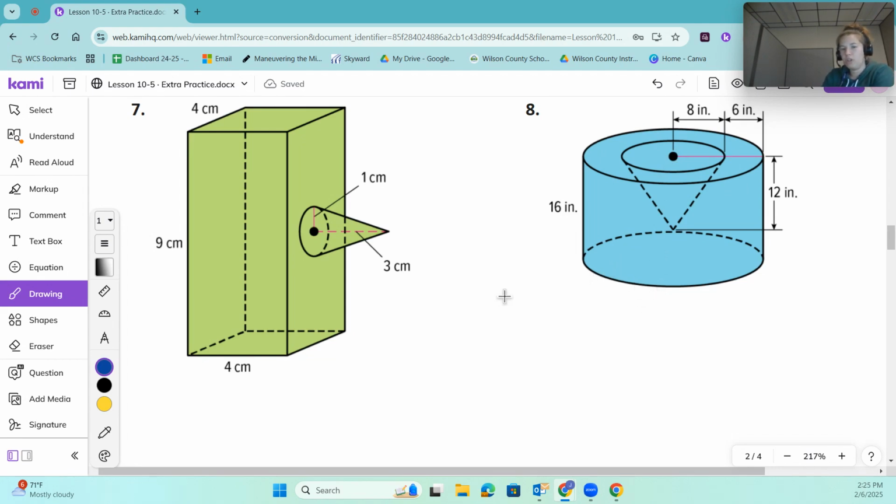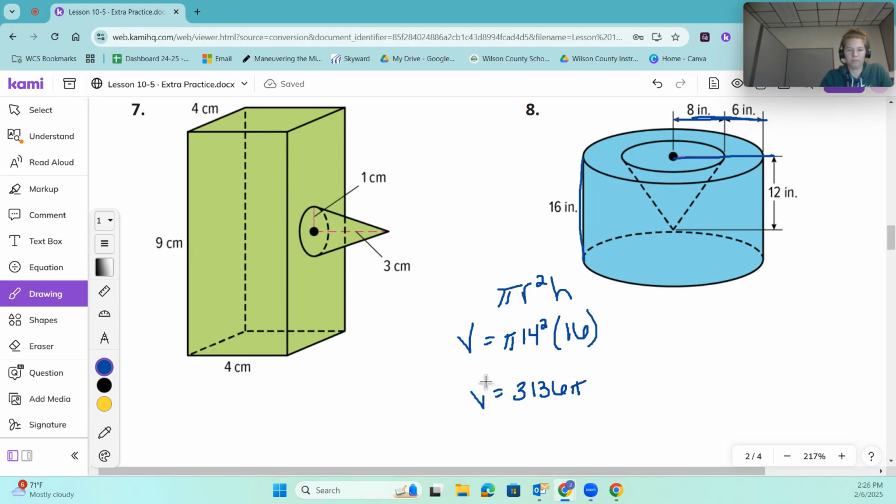So the volume of my cylinder is pi times radius squared times height. The radius for the cylinder is going to be both of these together because it goes all the way to the edge. The cone is just 8, and then there's an additional 6 there, so that means my radius is 14. And then the height is this full height, 16, times pi. So I've got 3,136 pi is my volume.